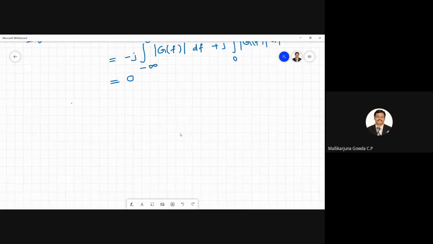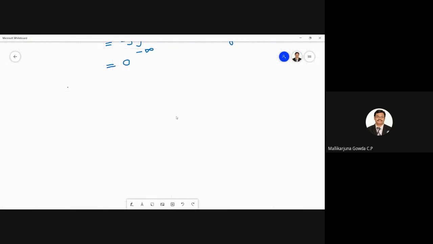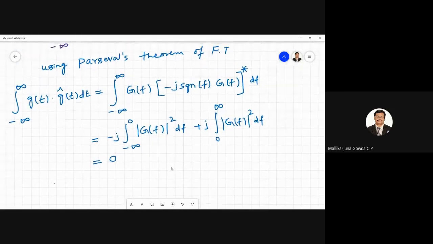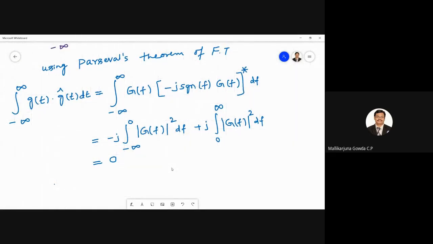Hope you noted now this third property expansion. Can you please scroll up? Yeah, I expanded it by using Parseval's theorem. In frequency domain, I wrote it as a complex conjugate of that. So I split the limits and then I'm saying it is 0. Okay.